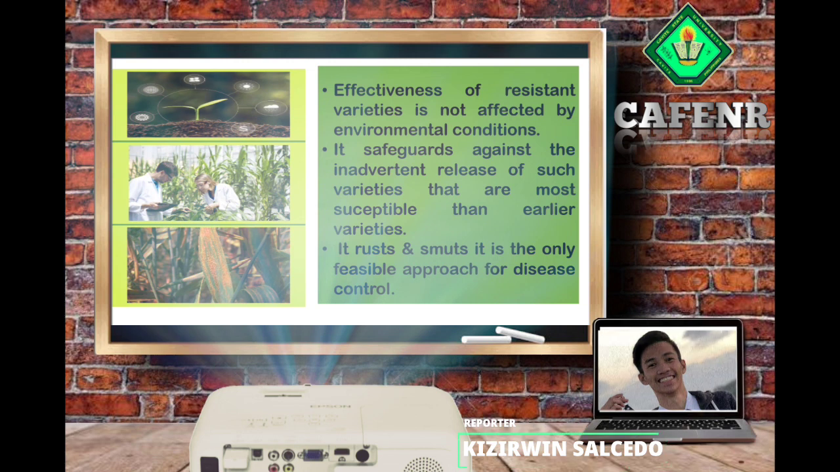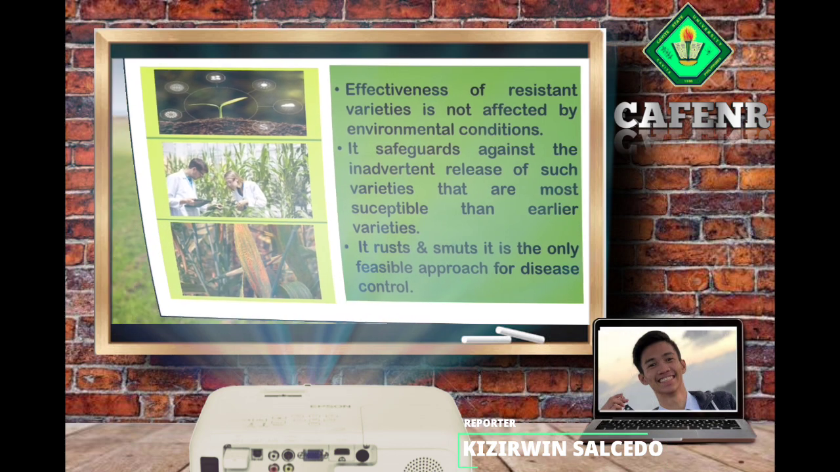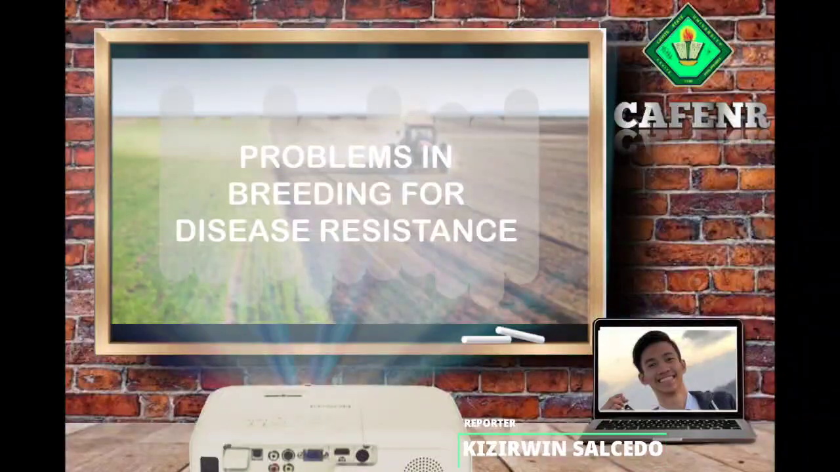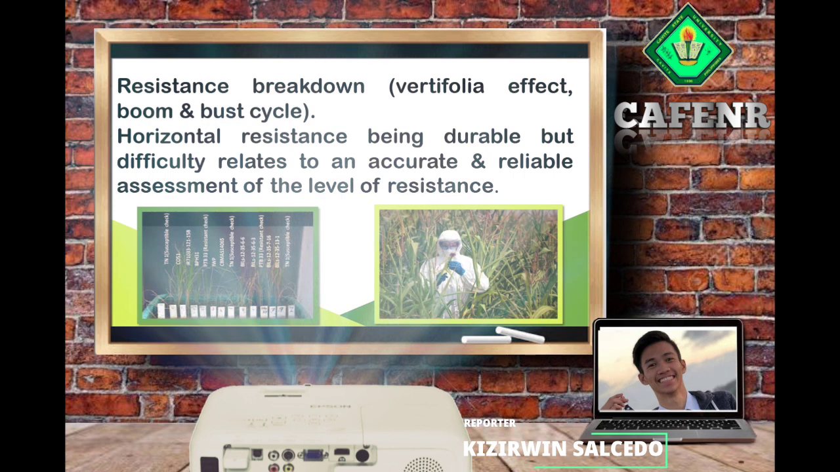In the case of rusts and smuts, it is the only feasible approach for disease control, bred for this specific disease resistance. And for the problems in breeding for disease resistance, there comes the resistance breakdown, a limit to the genetic control of crop disease. This was due to the genetic changes in the virus virulence gene. Some examples are the vertifolia effect and the boom and bust cycle.